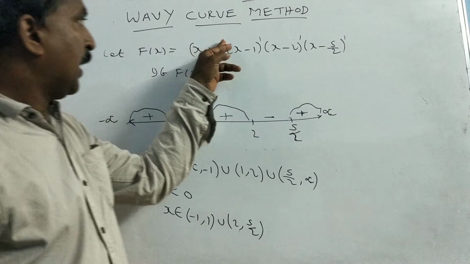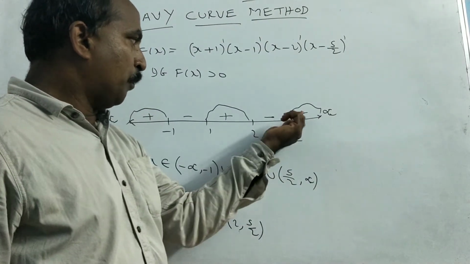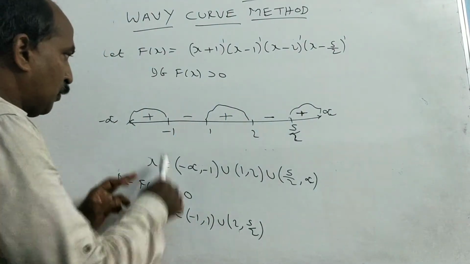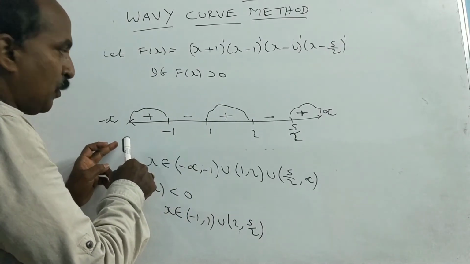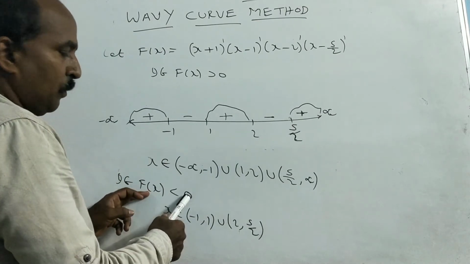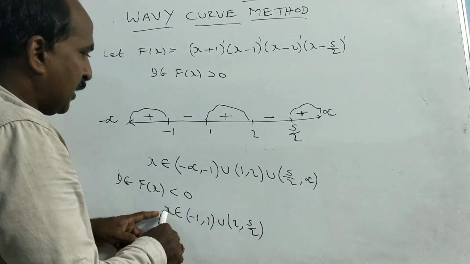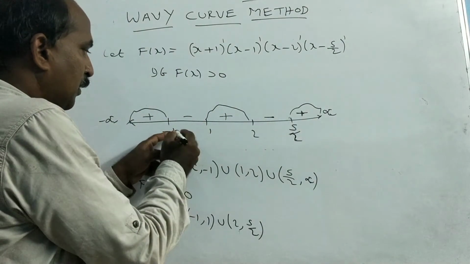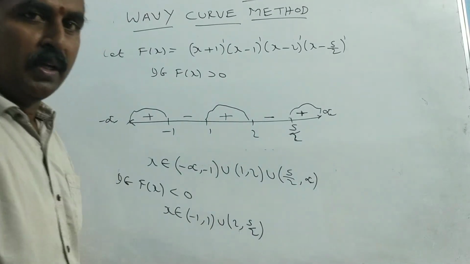If k1, k2, k3, and so on, kn are all odd, then we take positive, negative alternately. And if f of x is positive, then the values of x is the union of all intervals which contain positive sign. If f of x is negative, then the values of x is the union of all intervals which contain negative sign. Open interval -1 to 1, union 2 to 5 by 2.